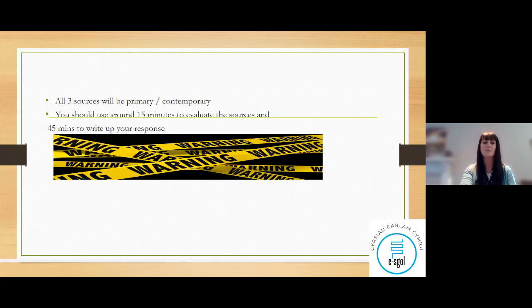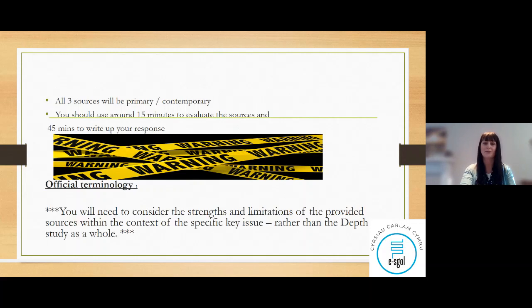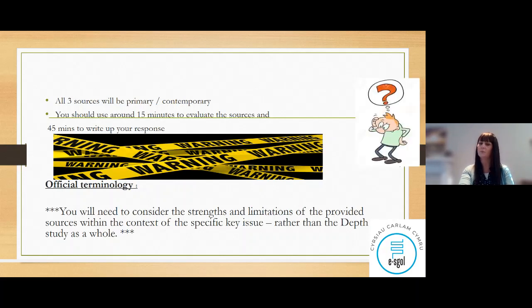Now let's have a look at some of the WJC advice for what you need to do. So I've issued a warning here because there's some official terminology coming up. Now the WJC say that you will need to consider the strengths and limitations of the provided sources within the context of the specific key issue rather than the depth study as a whole. Now, what exactly does this mean and how exactly would you do this?